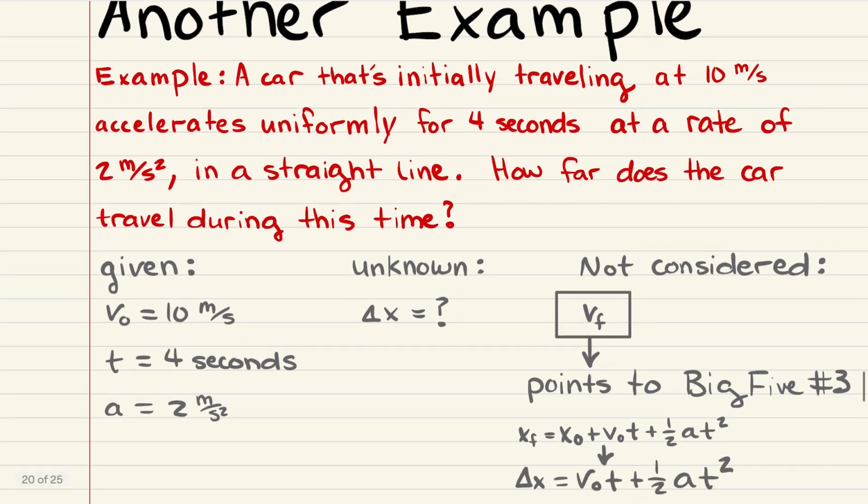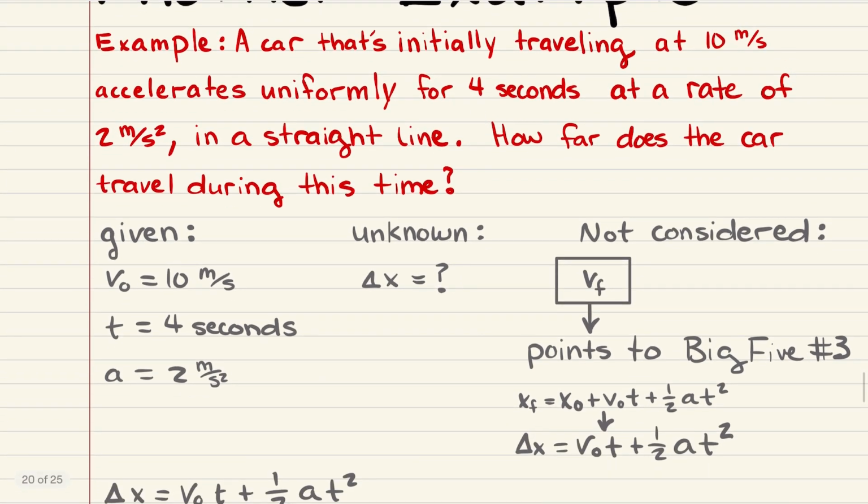And that relationship is final position is equal to initial position, which I usually just simplify by moving this to the other side as displacement. Displacement is equal to initial velocity times time plus 1/2 acceleration times the square of time. It looks like I have everything except for displacement here, so I can just plug everything I know in and solve for displacement.